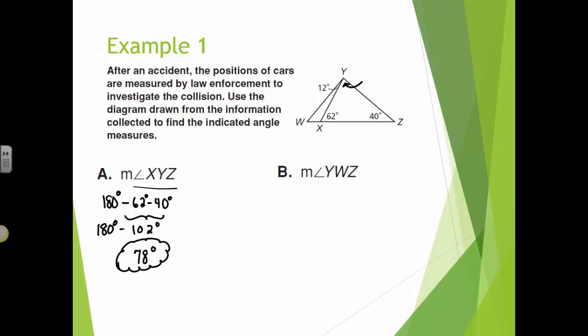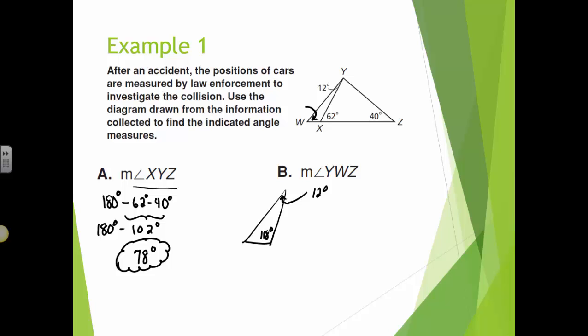Okay, all right, so now we're going to look for the measure of angle YWZ. YWZ, so that's this angle right here. That's the one we're looking for. We know this one here is 12, so we're looking at the skinny triangle. We know this angle right in here is 12 degrees. These two angles form a linear pair, so if this is 62, this one has to be 118.